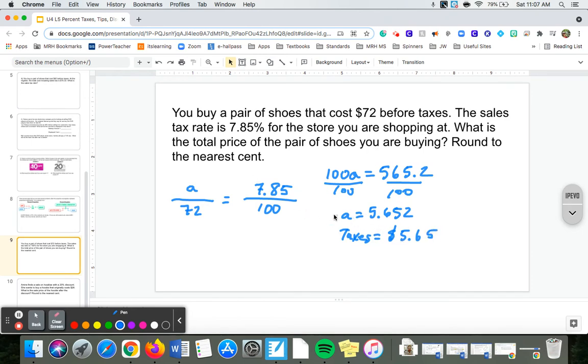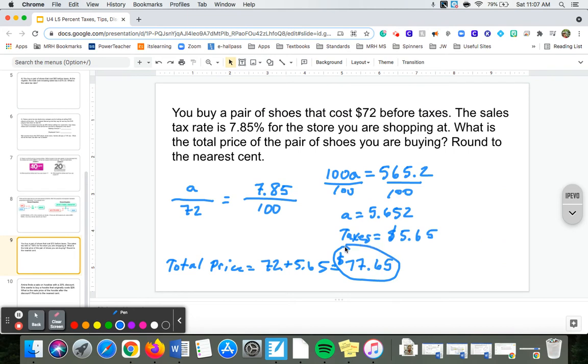Now the question is asking what's the total price. I'm not asking for what the taxes are. Okay, so if you're paying taxes, that's in addition to the $72. So the total price will be 72 plus the $5.65, which would be 70. Oops, don't forget the label here. $77.65.